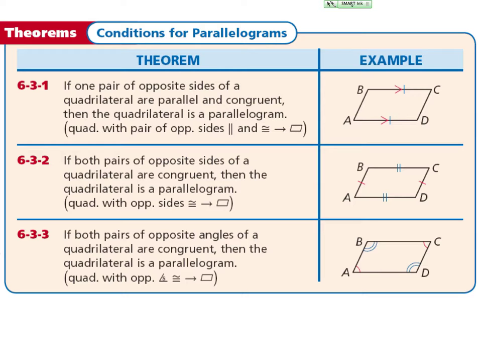The other ones are converses of what we did yesterday or Monday. So 6.3.2, if both pair of opposite sides of a quadrilateral are congruent. So as you're marking the hypothesis on the second one, we've got both pair of opposite sides congruent. This theorem is saying that if that's what you have, it's always going to make a parallelogram.